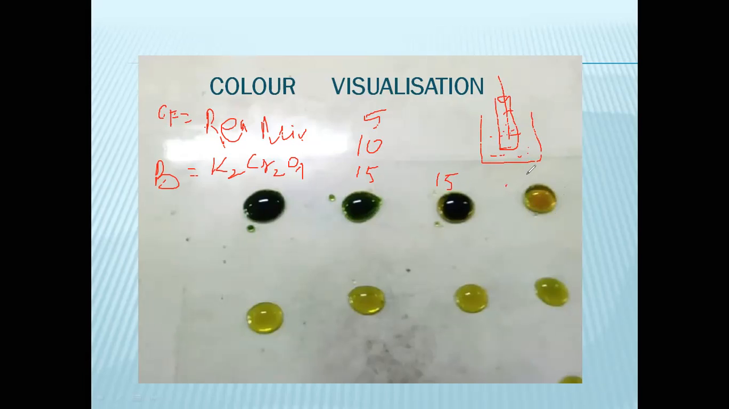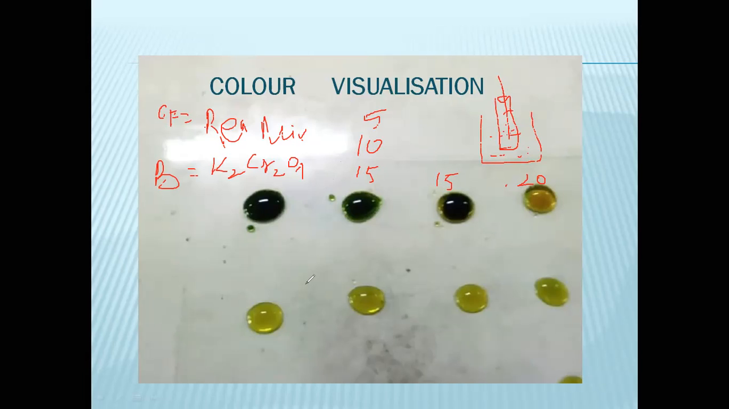15 and 20, right? So that means the amount of K2Cr2O7 that is required for 25 ml of Mohr's salt solution may be in between 15 to 20. We don't know whether it may be 16, 17, 18, 19, even 20. But we found the range, that is in between 15 to 20, right? Now throw the reaction mixture, everything.